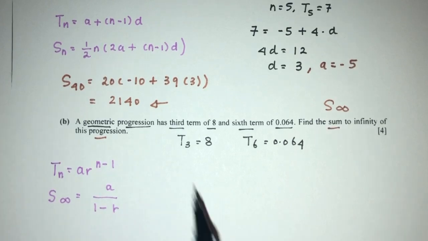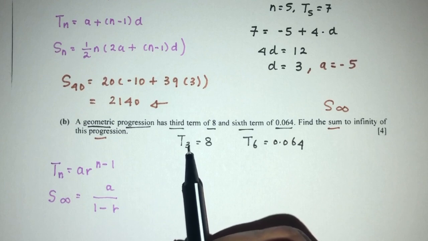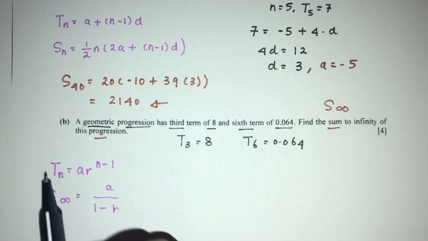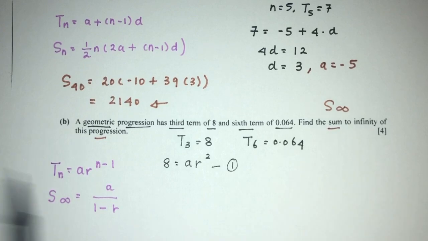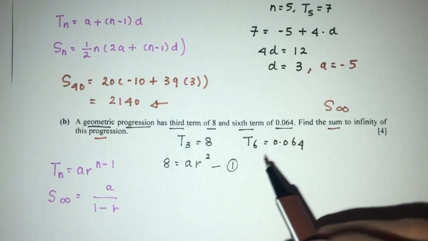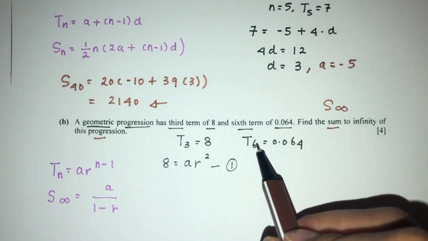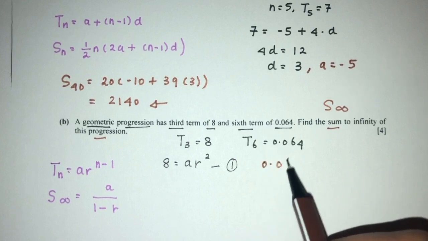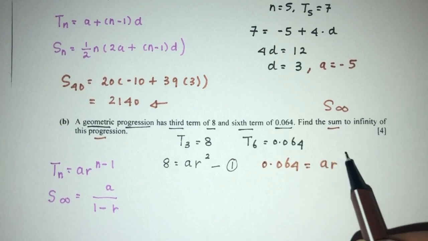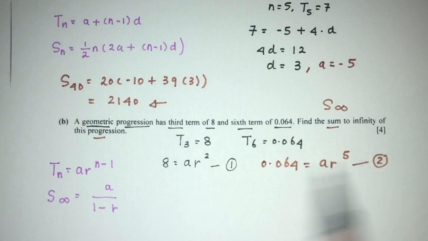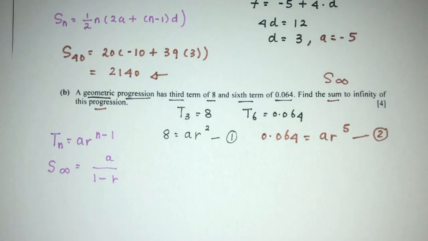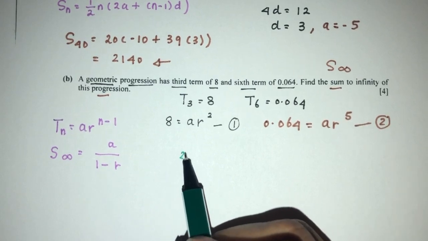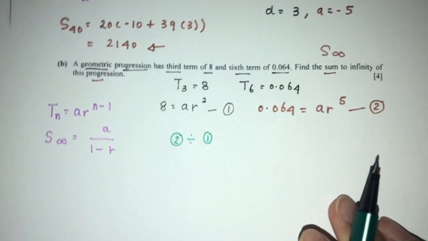So let's form equations. Here when the value of n, which is the third term, is given by 8. Replacing, you have 8 equal to a times r squared. That is my equation number 1. Now same steps, let's form equation number 2. Here we have the sixth term. So when the value of n is 6, you have 0.064 equal to a r to the power 5. That is my equation number 2. Now obviously, as you can see, we have 1 and 2. We can solve as simultaneous equations. You can choose to do it one by one, or you can take number 2 divided by number 1. It is up to you, right?